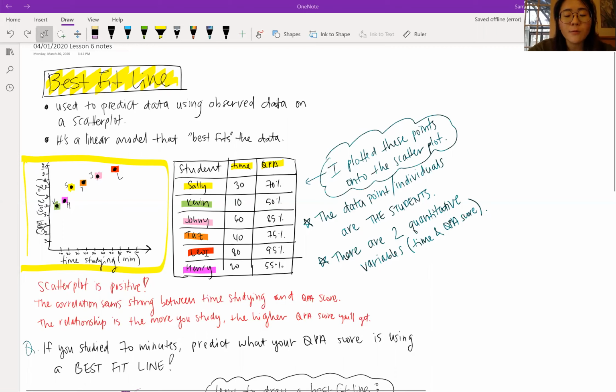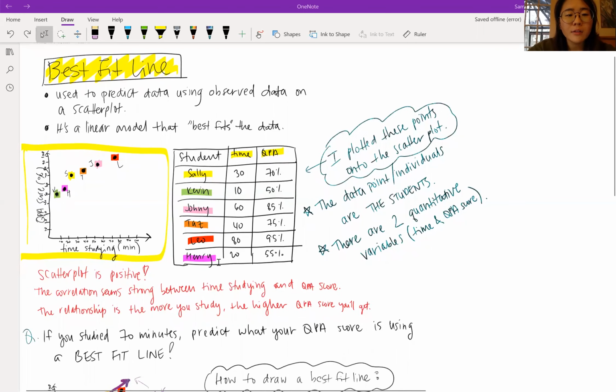All right. So for all 6 of them, I collected 2 quantitative variables or data, and that's their time spent studying and also their QPA score. So like for Sally, for example, she studied for 30 minutes and her QPA score is 70%. So I plotted those points on the graph.